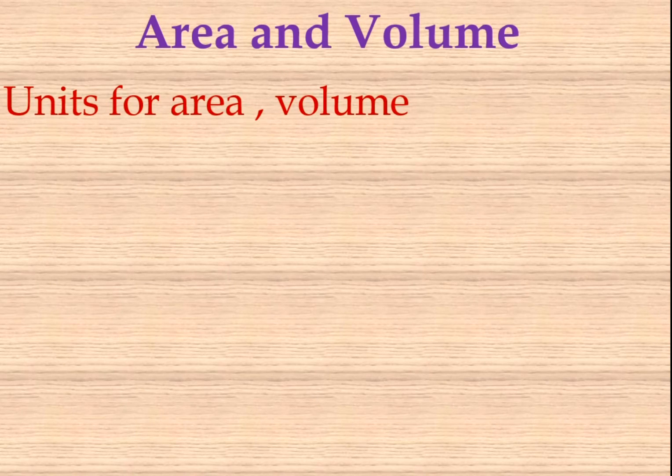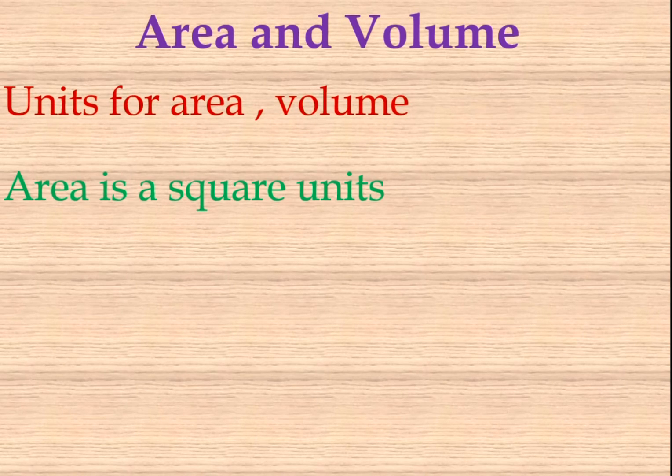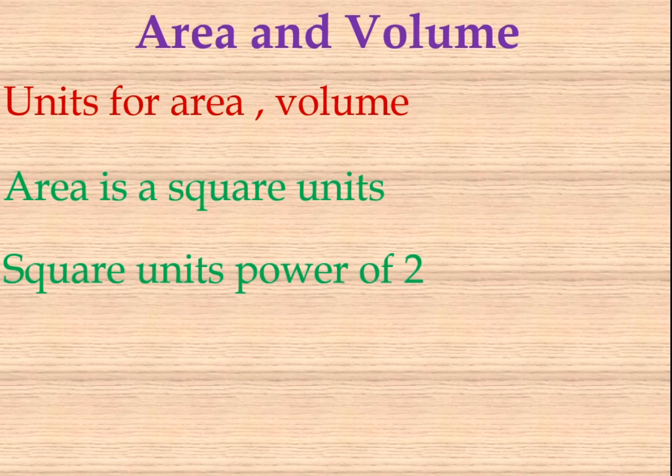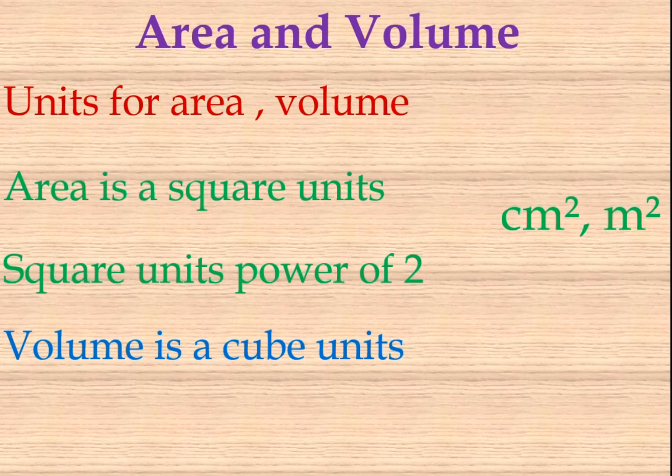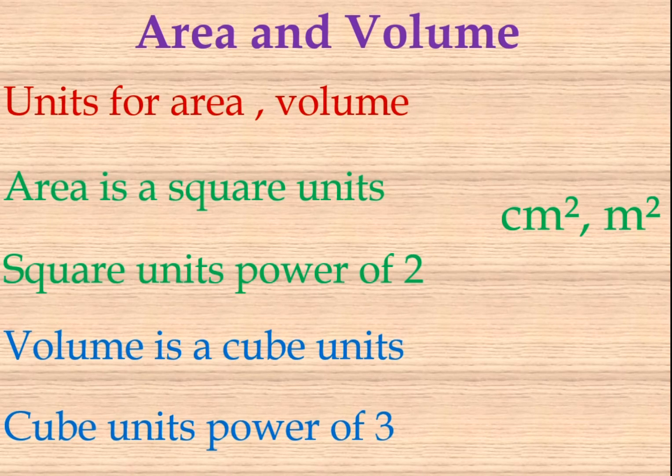Units for area and volume. Area is a square unit. Square unit is power of 2. Volume is a cube unit. Cube unit is power of 3.